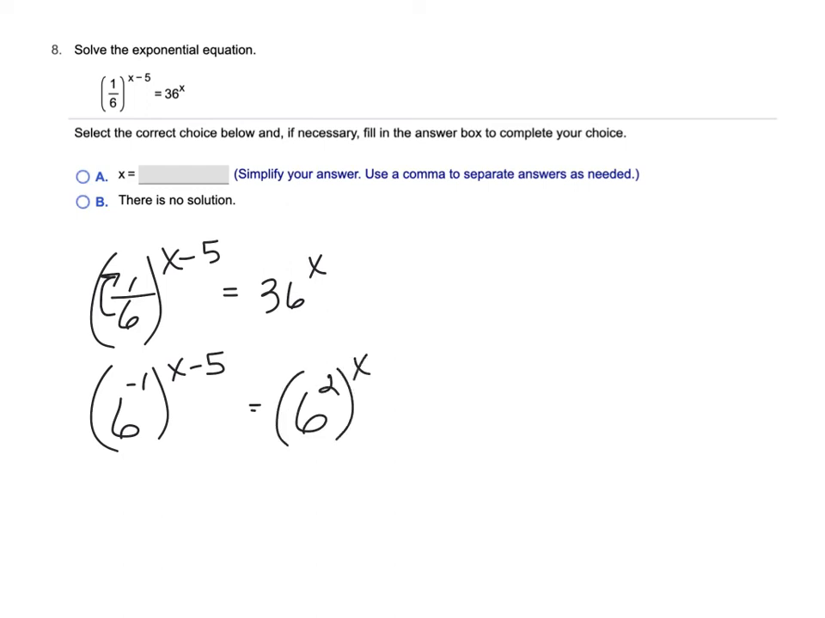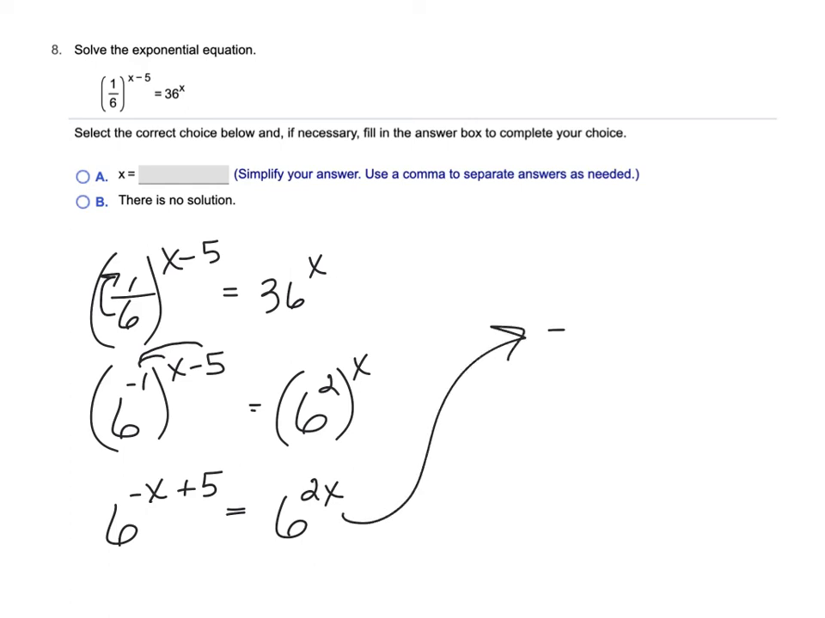When we raise a power to a power, remember we have to multiply. So in this first one, when you multiply by -1, you have to multiply it by each term. That would be 6 to the -x plus 5, and this would be 6 to the 2x. Now we have it to the point where our 6's are the same. Therefore, we can set our exponents equal to each other and solve just a nice basic equation. We get 5/3.